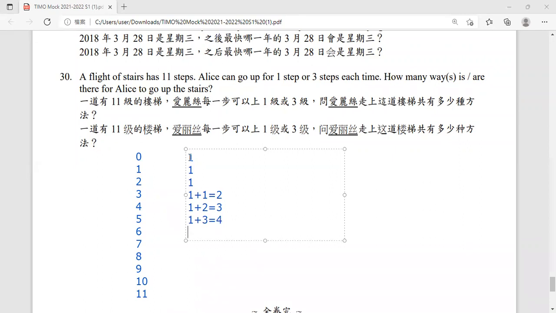And this is 2 plus 4 equal to 6. And this is 3 plus 6 equal to 9. And this is 4 plus 9 equal to 13. And this is 6 plus 13, equal to 19. And then 9 plus 19 equal to 28. And the last is 13 plus 28 equal to 41. It's just that. 44? Really?